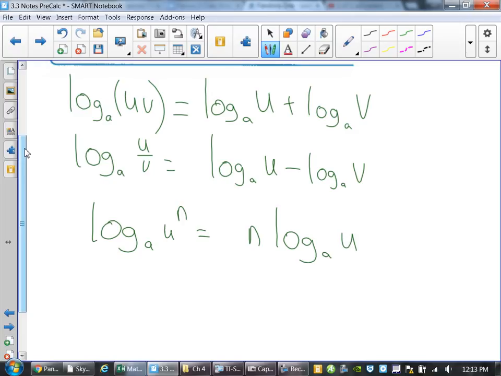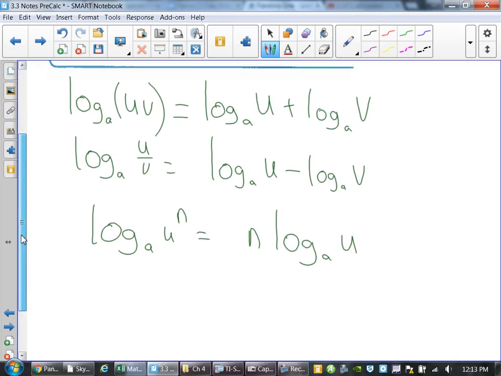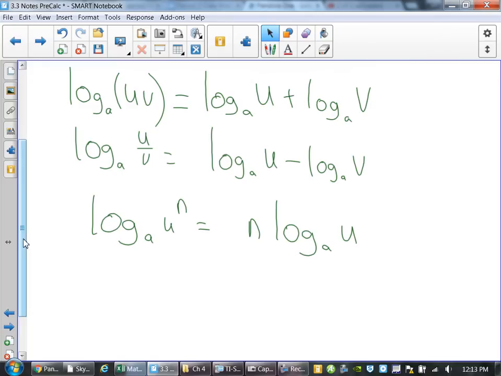Product or exponent property? Power property. I was going to get it right actually. A power property. So you've got product, quotient, and power. Basically it's going to allow you to do rewrites. It's going to let you rewrite logarithms as multiple logarithms, and a lot of times you'll be able to simplify them as you go.